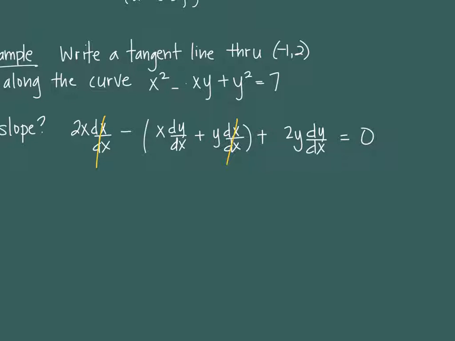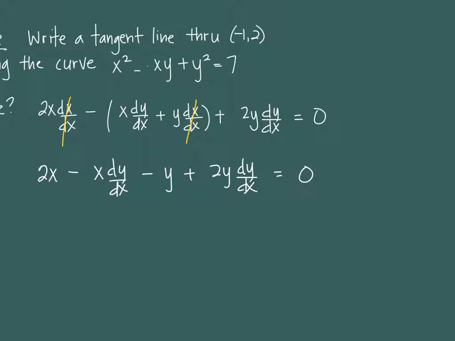What should I do with that negative out in front of the parentheses? I should distribute it. So I'm going to have 2x minus x dy/dx minus y by itself plus 2y times dy/dx. So I notice that 2 of my terms have dy/dx and 2 of my terms don't. So I'm going to take the 2 that don't and move them to the other side of my equation. So I'll have y minus 2x on the other side. So I added y to both sides, I subtracted 2x.